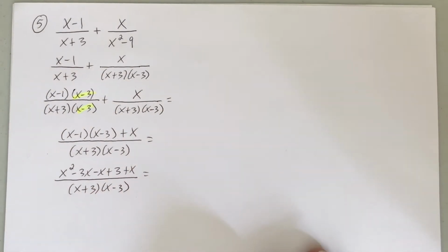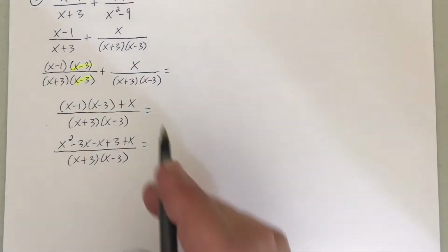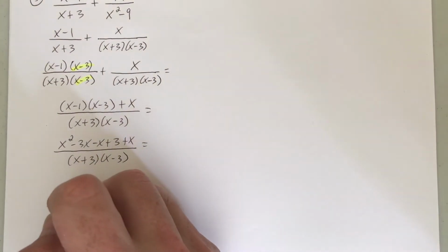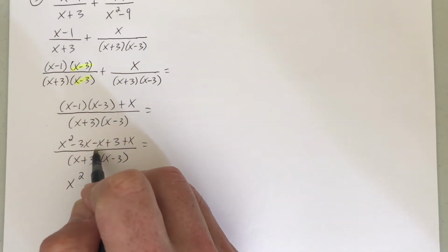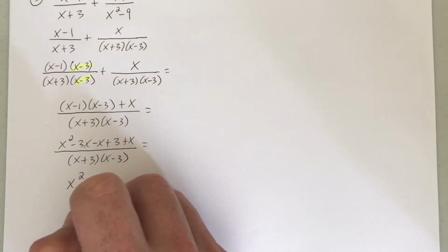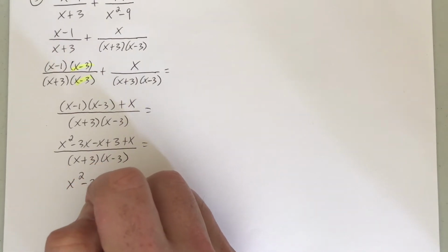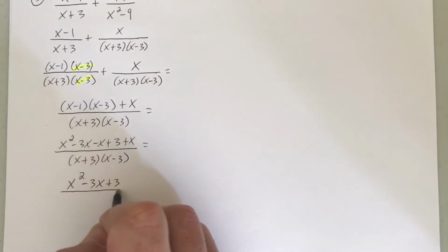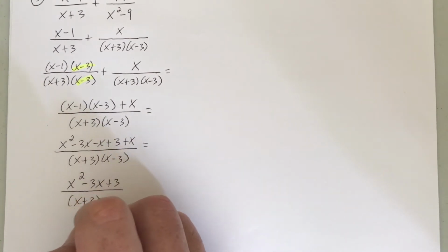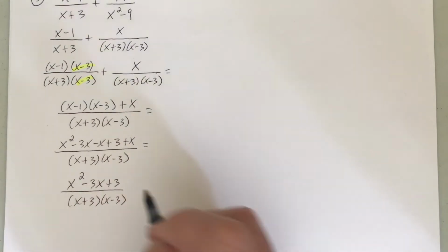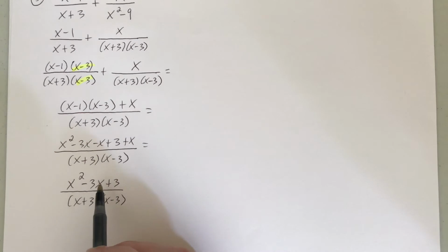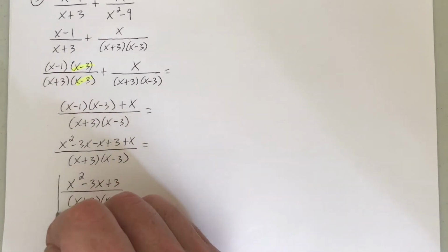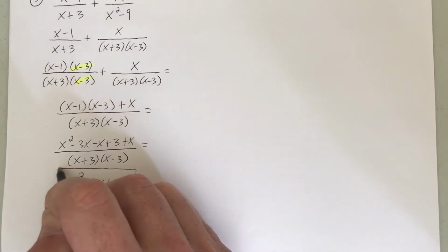And then let's go ahead and combine any like terms up in the numerator. So I have the x squared, and then negative 3x minus x plus x just gives me minus 3x. And then I just have a plus 3 here, all over x plus 3 times x minus 3. And when I look at this, there's nothing I can do in the numerator that's going to simplify. I can't factor this and look to cross these out. So this is it. This is your simplified answer for number 5.